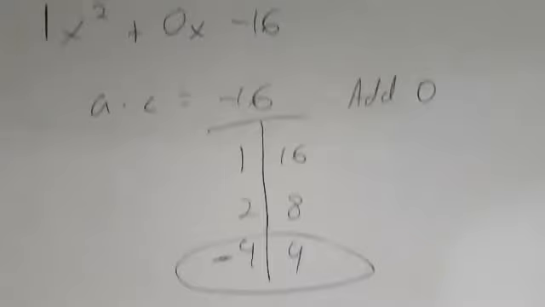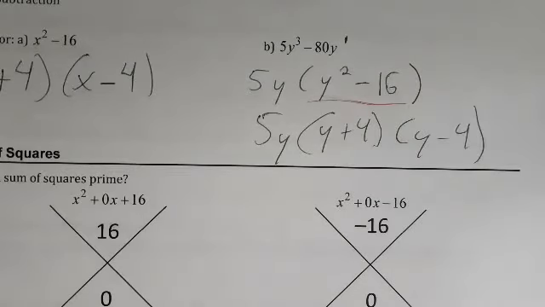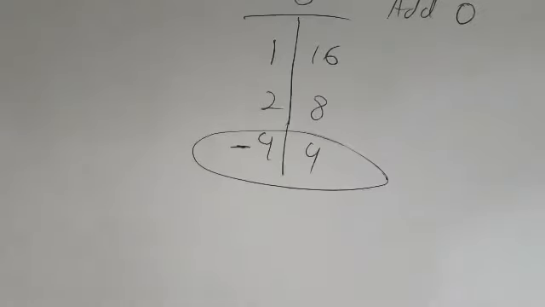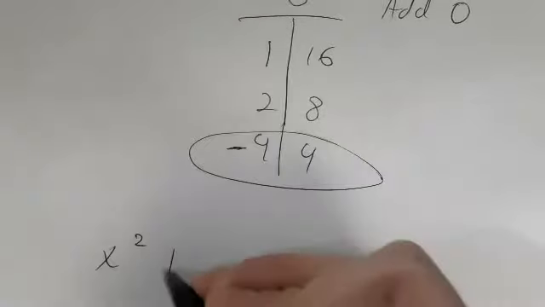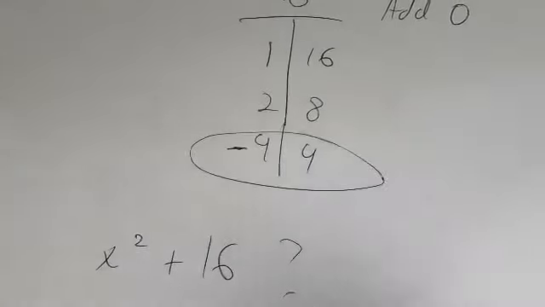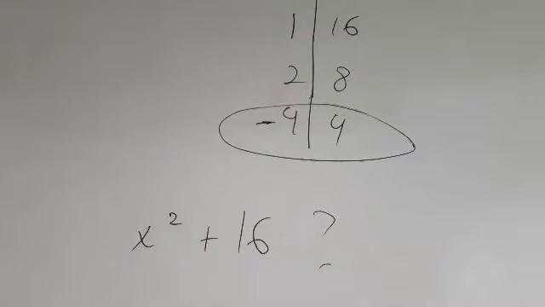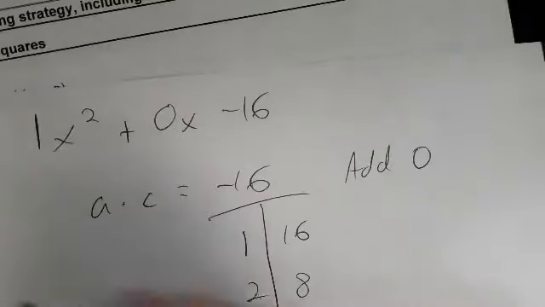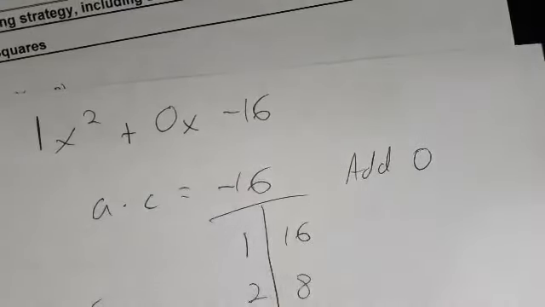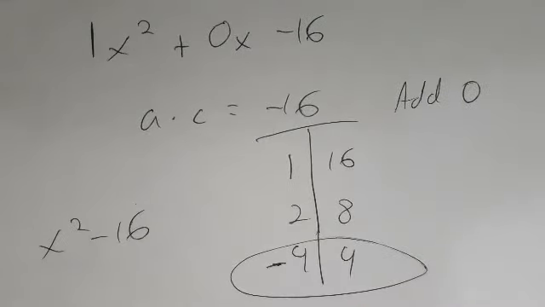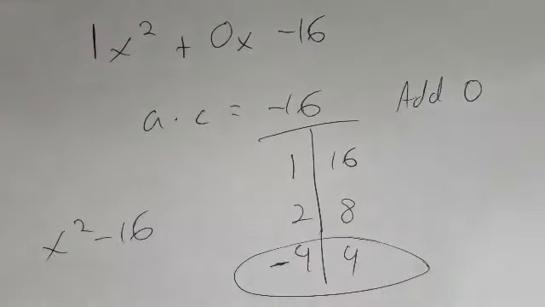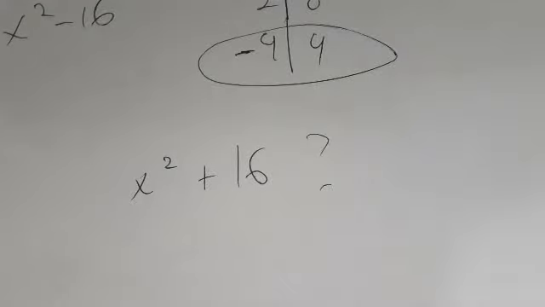So the next thing they look at down here is x squared plus 16. But what about x squared plus 16? That's what they're asking now. Because we just did x squared minus 16. We just wrote it with a dummy 0 in the middle.